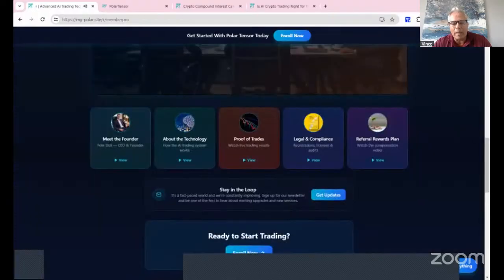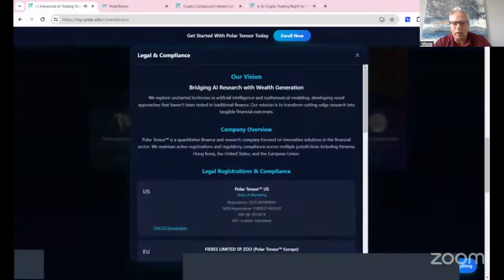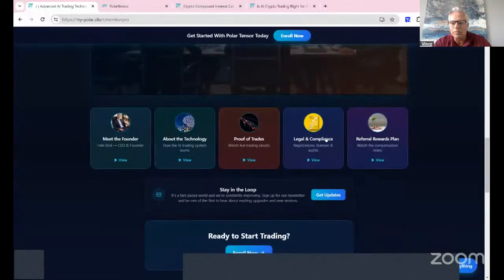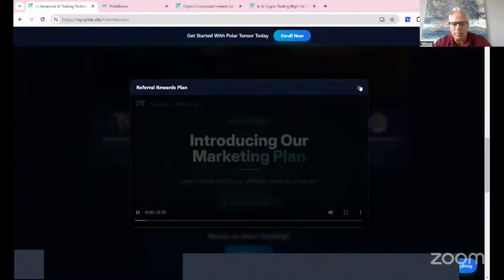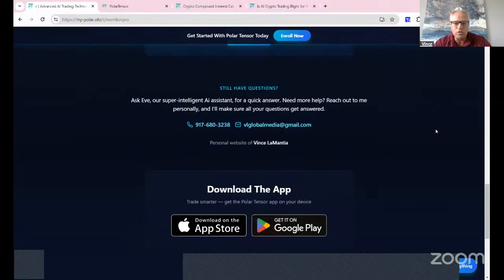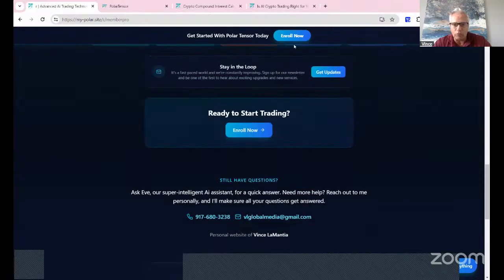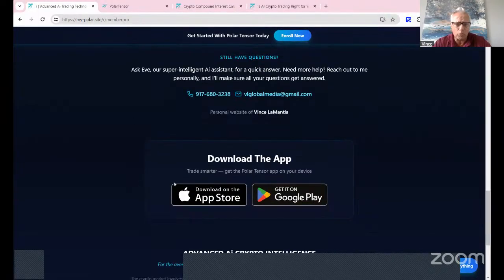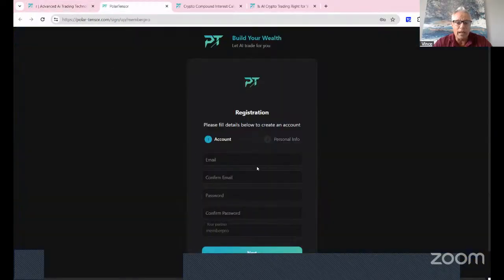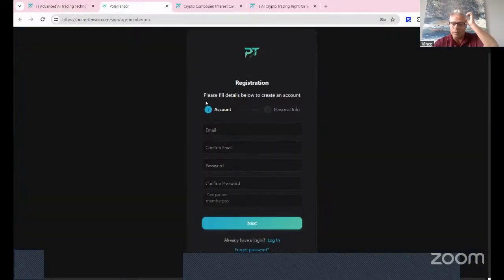You can watch about the proof of trades, the legal and compliance. You can do a deep dive and learn about the rewards program here. Once you go through here, you can click enroll now. Once you're enrolled with a free account, you can go to the App Store and get your Polar Tensor app. This is what creating a free account looks like. You just simply put your details in here. It's not free for 30 days or anything else. It's just a free account, right? So you can just create that account and then get your questions asked and answered.